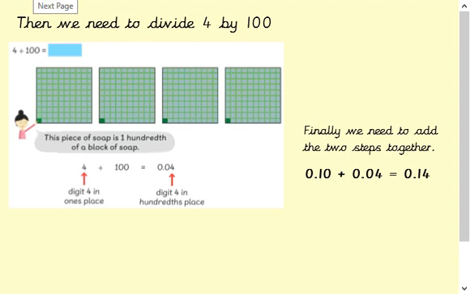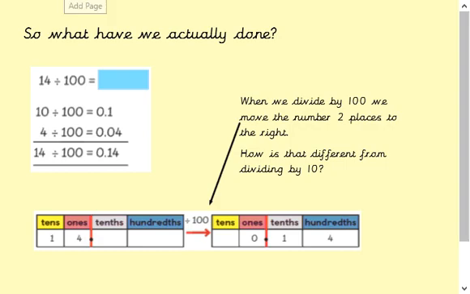Now, that's pictorial. If we wanted to show you what we've done, what have we actually done? Well, we are taking 14 whole blocks of soap and we are dividing them by 100. We are going to have to move that number. Now, when we divided by 10, we move the number 1 place. An easy way of remembering that is there's 1 zero in 10, so we move it 1 place.